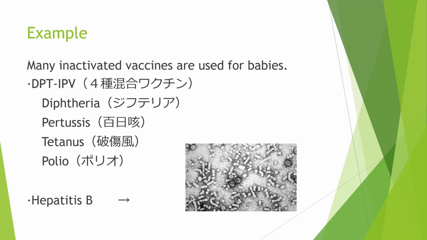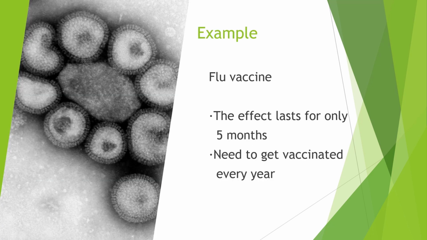The following inactivated vaccines are used in the clinical environment in Japan. Many preventive vaccinations such as DPT-IPV and hepatitis B vaccine are prepared for babies. DPT-IPV has effects against diphtheria, pertussis, tetanus, and polio. Flu vaccine is also a kind of inactivated vaccine. The effect of this vaccine lasts for only 5 months, so getting vaccinated every year is indispensable to get the effect.